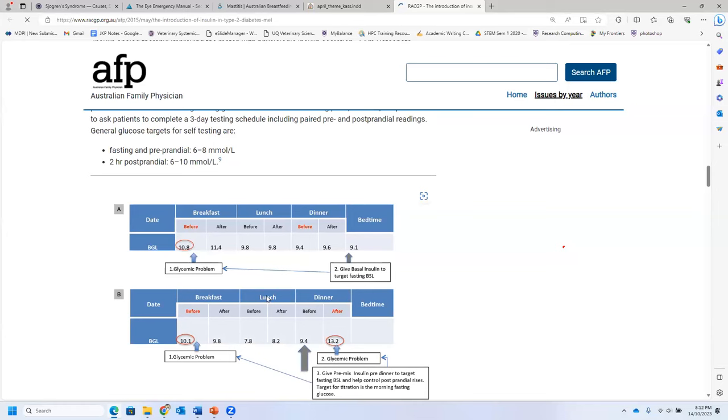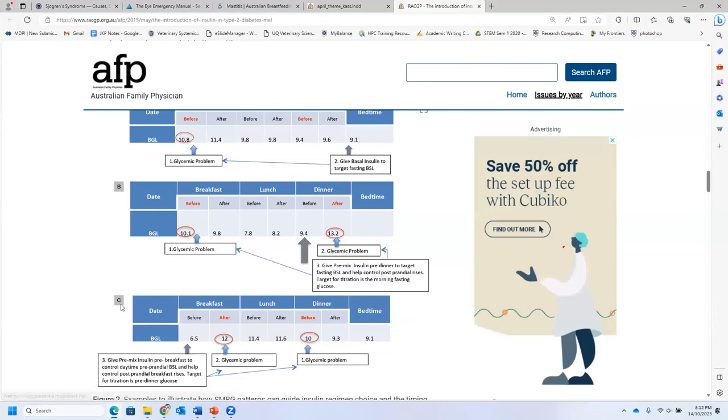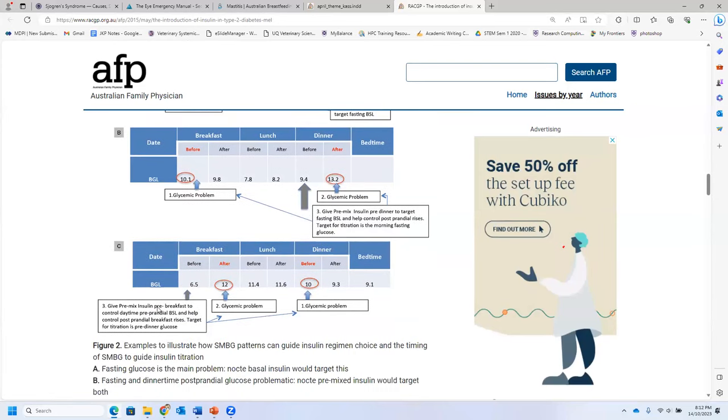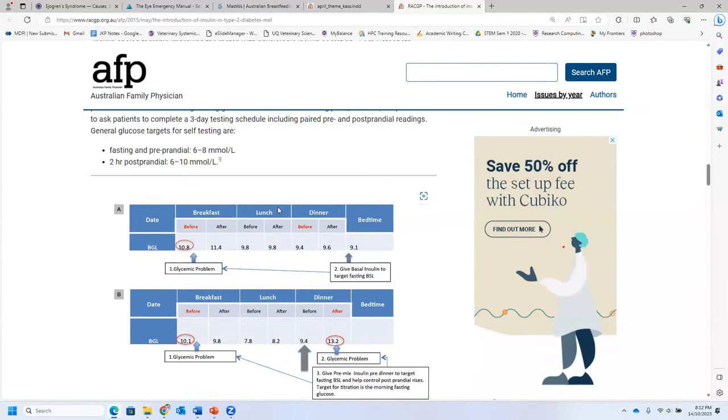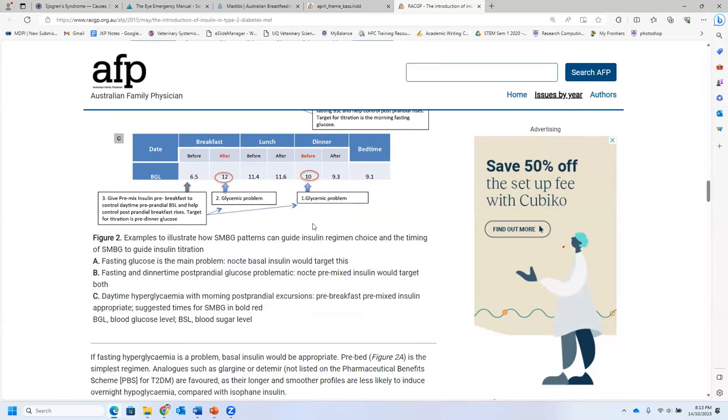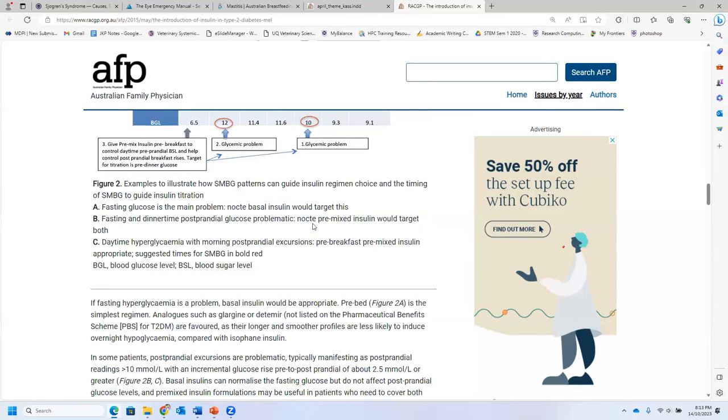If the patient is having glycemic problems after the breakfast, there are high doses after the meal, then you can add premix insulin or short actings before the breakfast to control the daytime preprandial BSLs and help control the postprandial BSL risings. Is that clear, guys? So we need to know when the patient is having high BSL rise. Then we will target it accordingly with the long-acting or basal, or short-acting with premixed. There are different types of insulins, but the basic one is the same, okay?